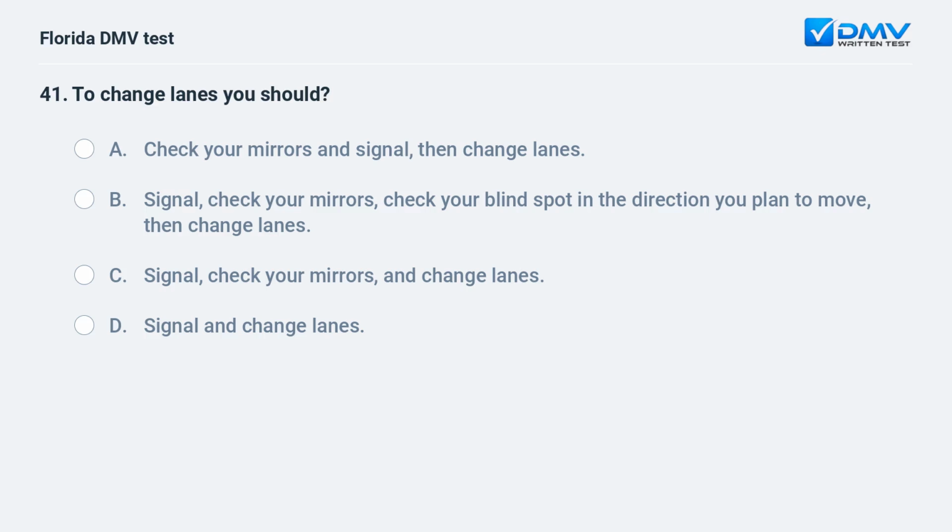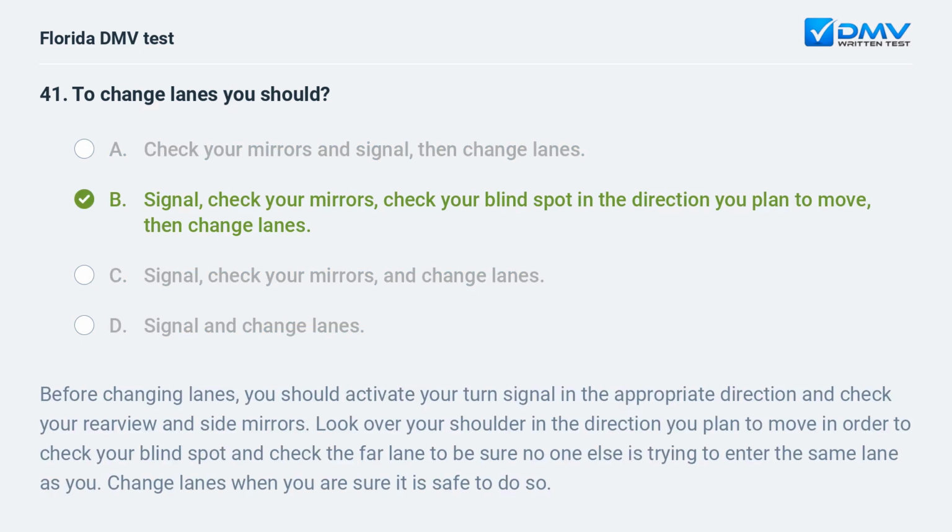To change lanes you should A. Check your mirrors and signal, then change lanes. B. Signal, check your mirrors, check your blind spot in the direction you plan to move, then change lanes. C. Signal, check your mirrors, and change lanes. D. Signal and change lanes. The answer is B. Signal, check your mirrors, check your blind spot in the direction you plan to move, then change lanes.